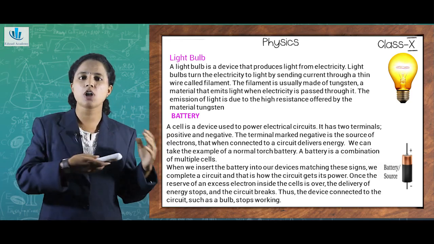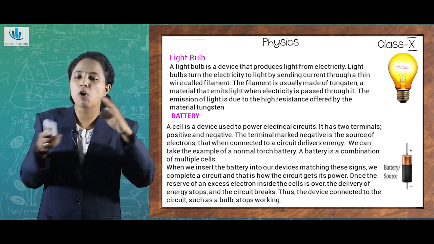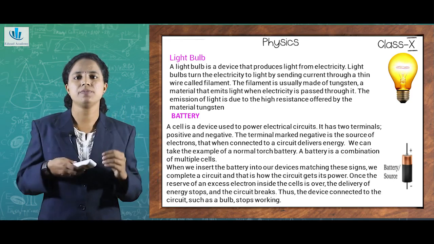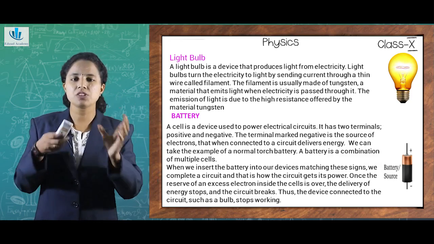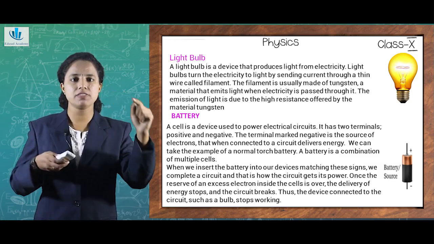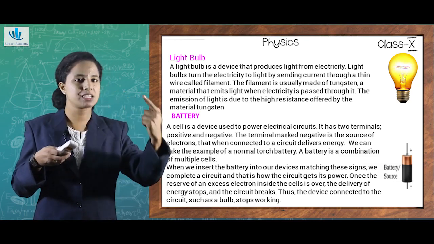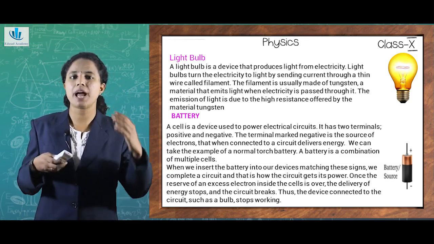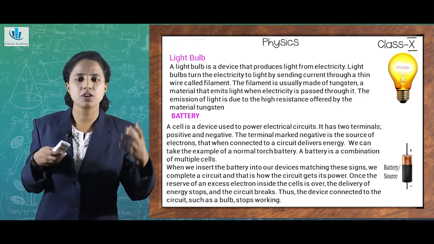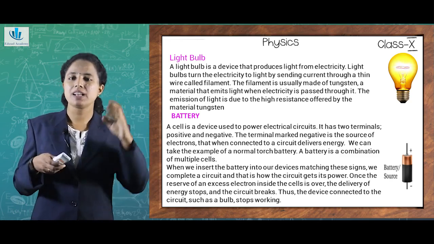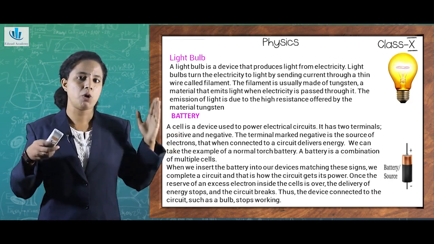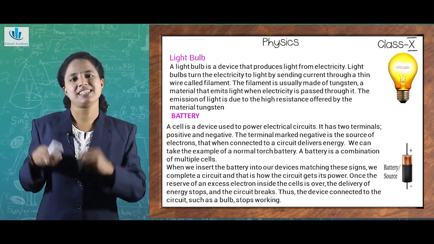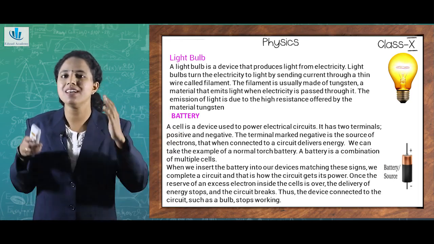For example, a normal torch battery also has a combination of cells, isn't it? When we insert the battery into our devices, we go according to the signs. For example, if the negative sign is given there, we should put the negative side of the battery corresponding to that. If you have put the battery in the wrong direction, that particular device will not work, isn't it? So a complete circuit can be obtained only if we insert the battery into our devices matching these signs, and that's how the circuit gets the power.